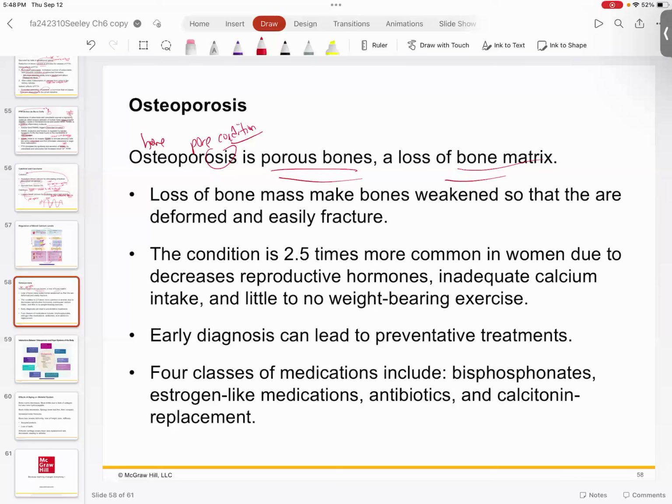Now, generally speaking, when you lose that mass, your bones become weak, they deform, and they easily fracture, which is the reason why we are able to break bones much easier as we get older. A common thing we always run into as we get older is that it's more likely that we're going to fall and fracture a hip.